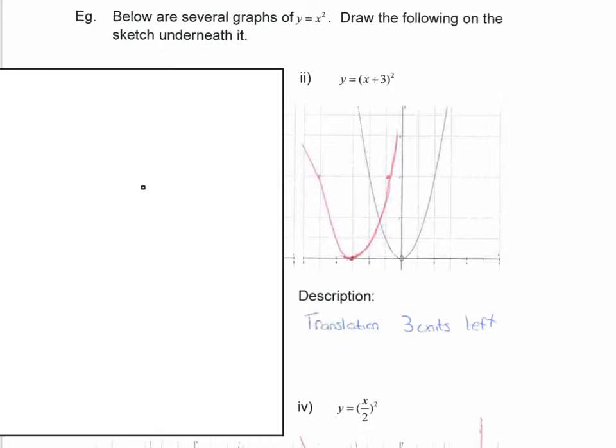In our second example, our x term has been replaced by an x plus 3 and we're squaring the whole thing. So what this means is it's a translation 3 units left. So basically we just pick our graph up and we move everything 3 units over to the left. So the turning point at 0, 0 needs to go 3 over, so it goes to minus 3, 0.